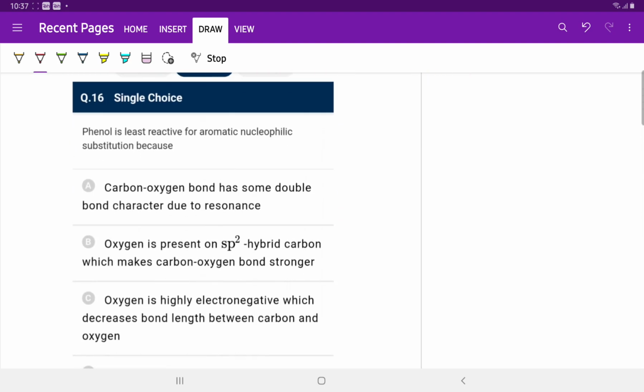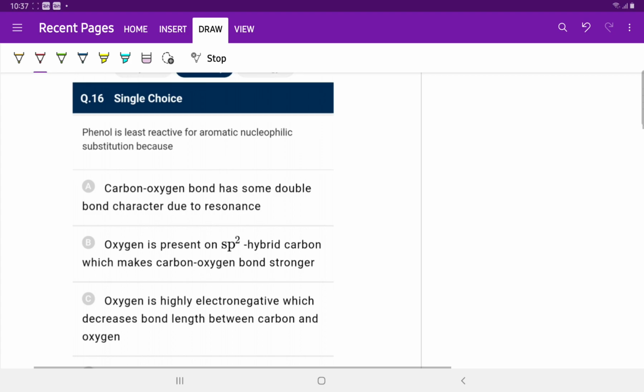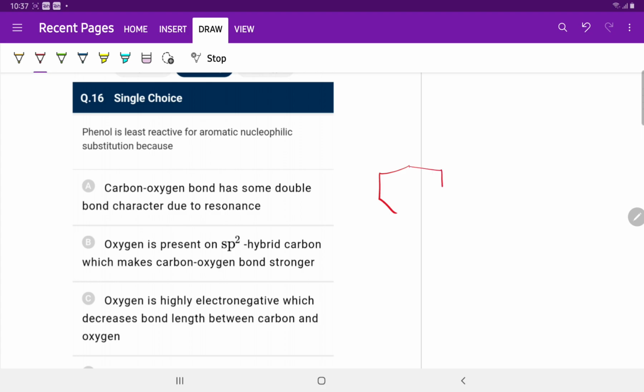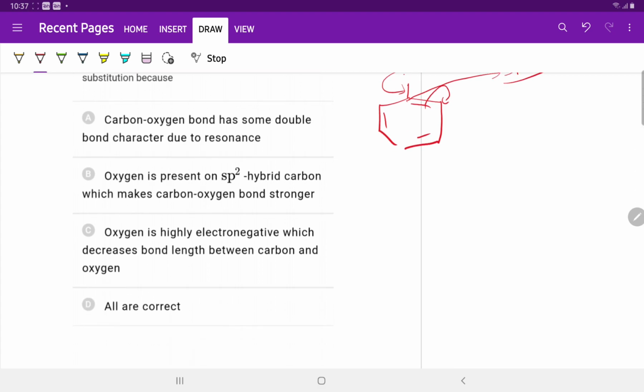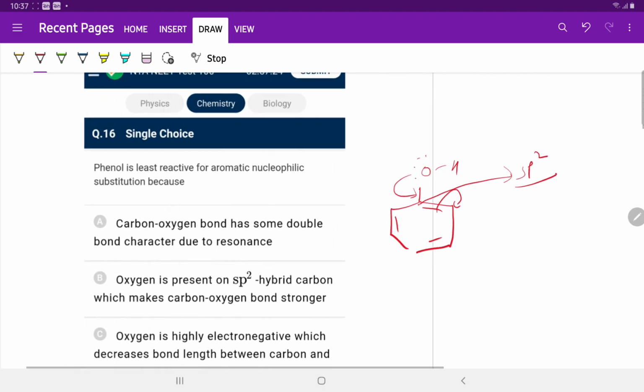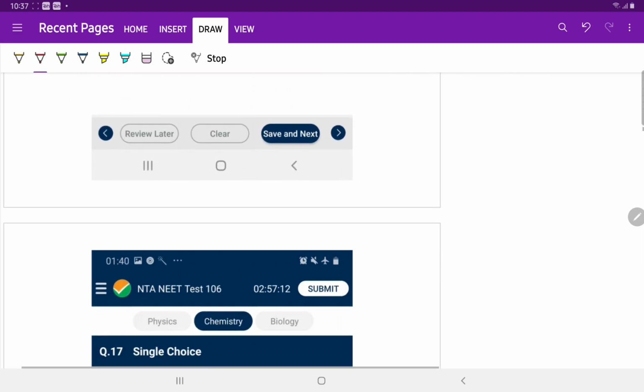Phenol is least reactive for aromatic nucleophilic substitution reaction. Carbon oxygen has some double bond like character due to the resonance in phenol. This option is correct. Plus R effect, there is double bond like character. Oxygen is present on sp2 hybrid carbon, which makes the carbon oxygen bond stronger. Yes, this carbon is sp2 hybridized. Oxygen is highly electronegative with decreased bond length between carbon and oxygen. That is absolutely right. All the options are correct for D answer. Question number 16, the answer is D. We will move to question number 17.